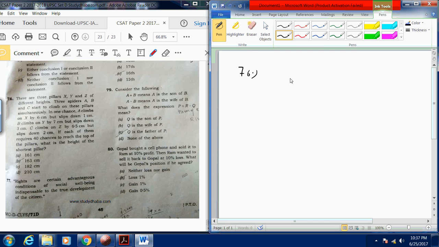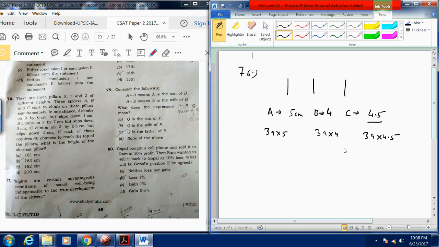So this is a question of pillars, and you are given that there are 3 pillars, say X, Y, Z, and there are 3 spiders. So effectively spider A is climbing 6 minus 1, that is 5 centimeters. B is climbing 7 minus 3, that is 4, and C is climbing 6.5 minus 2, that is 4.5 in one go. If they are taking 40 chances, in 39 chances they will be traveling 39 into 5, 39 into 4, and 39 into 4.5. So the minimum will be 39 into 4.